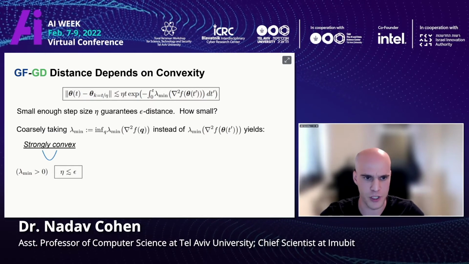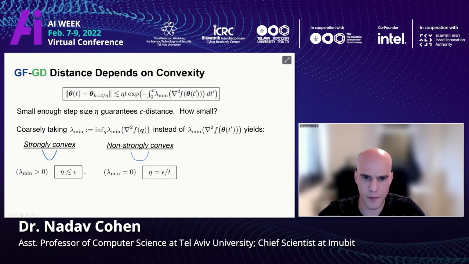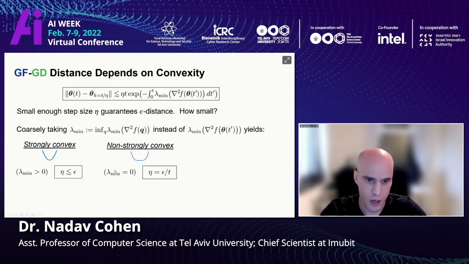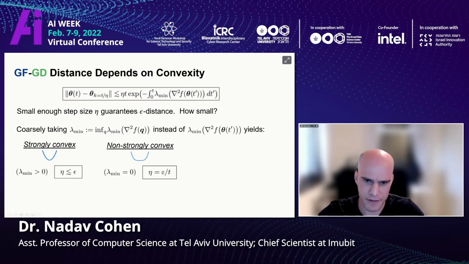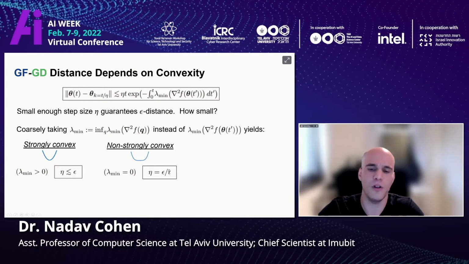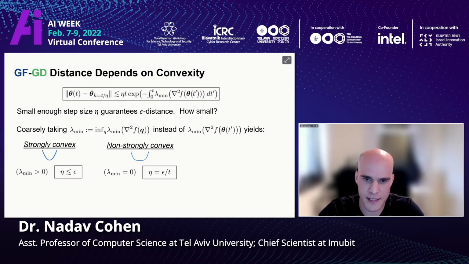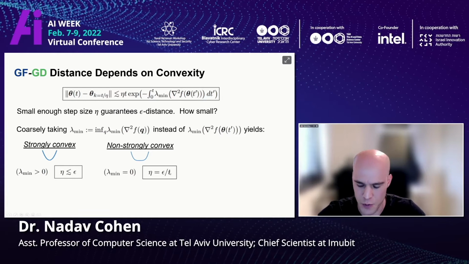You don't need a very small step size. If your objective is non-strongly convex, then the minimal eigenvalue of the Hessian is 0 across space. And now the step size, eta, needs to behave like epsilon over t. So the longer you want gradient descent to follow gradient flow, the smaller the step size needs to be. But it decays pretty gracefully. It doesn't have to be super small.